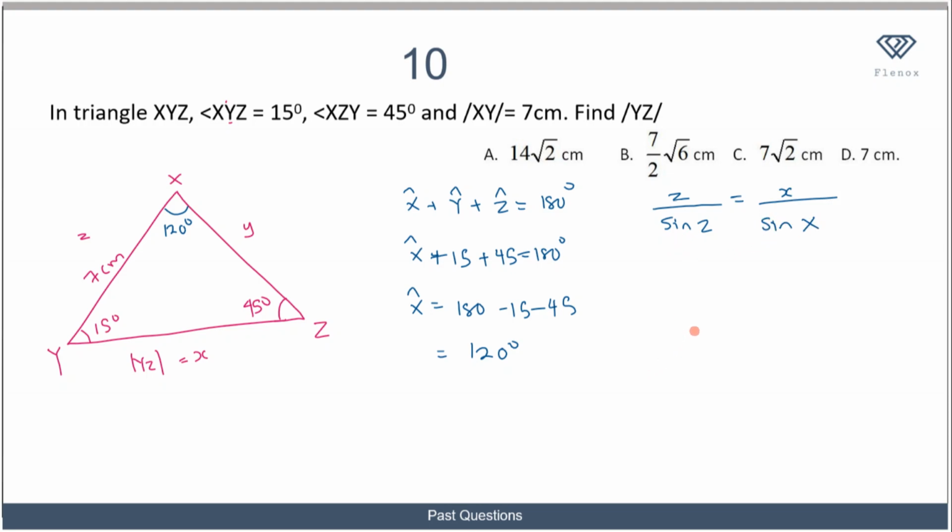Now let's try to evaluate the value of sine z. So now sine z will be equal to sine 45. And if we check our table, we see that sine 45 is the same thing as 1 over root 2.